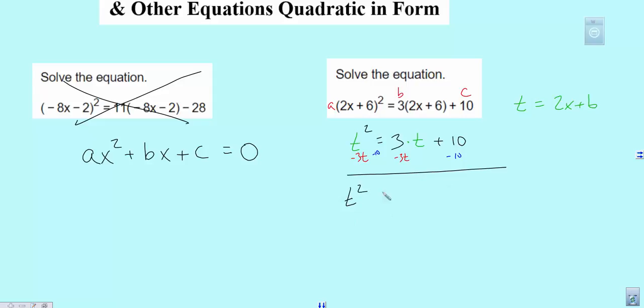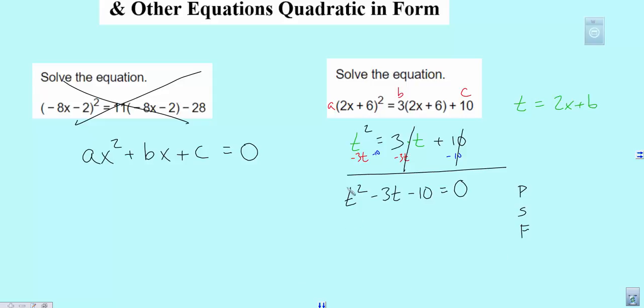We get t squared minus 3t minus 10. On the right-hand side, my 3t's cancel, my 10's cancel. I'm left with nothing. Now I'm in standard form. At this point, this factoring is going to be simple enough. You could definitely use the quadratic formula, but what I'd rather see you do is practice your bottoms up.